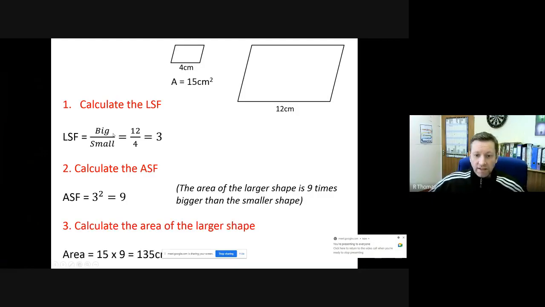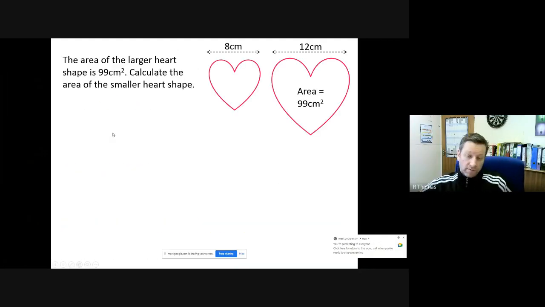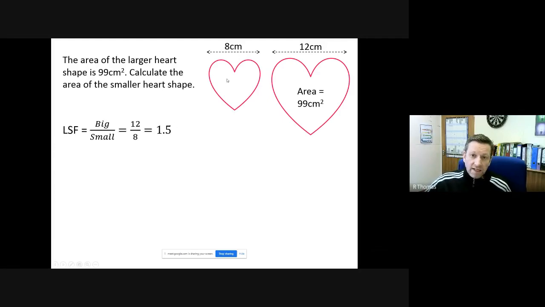Right, so I'm sure that was easy peasy. So let's look at a different one then. This time I've got two hearts. It should say they are similar. It doesn't, my bad, right? But assume they are similar. And they've given us the width of this heart and the width of this heart. So by dividing them, I can get the linear scale factor. All right, so the linear scale factor is 12 divided by 8, which is 1.5.